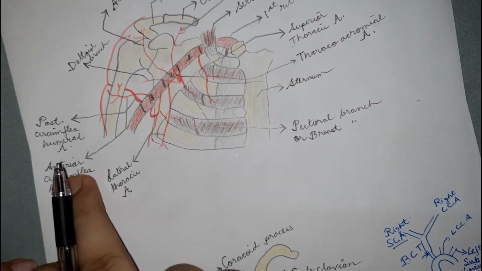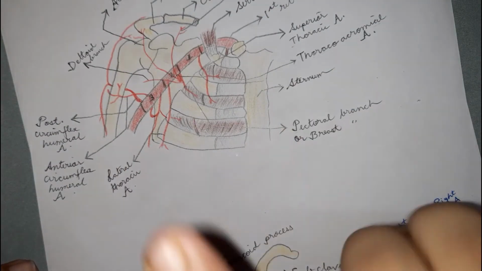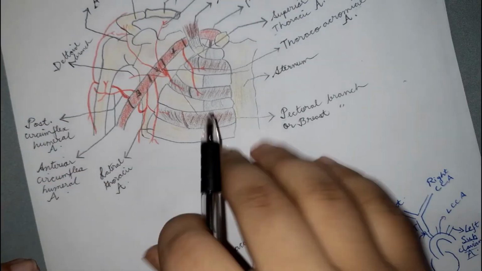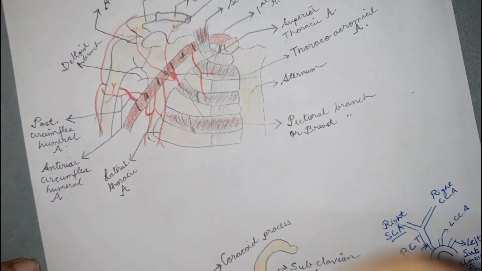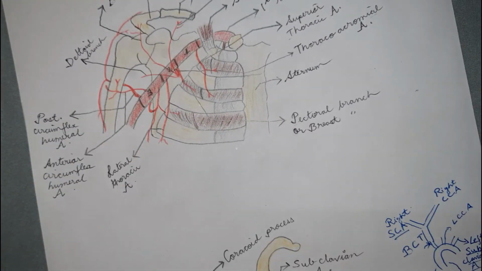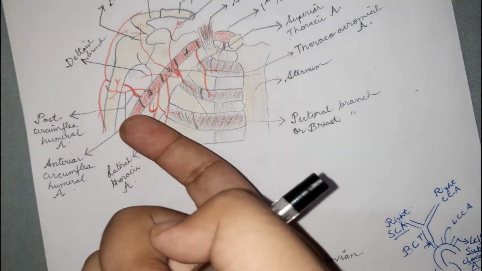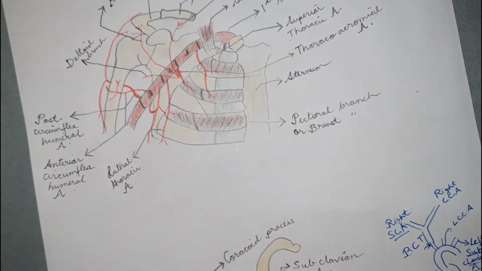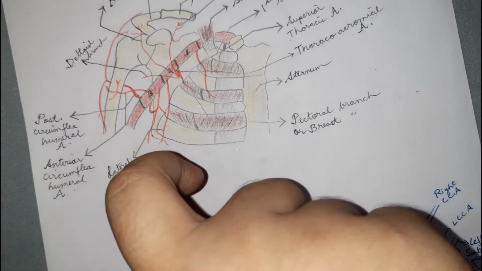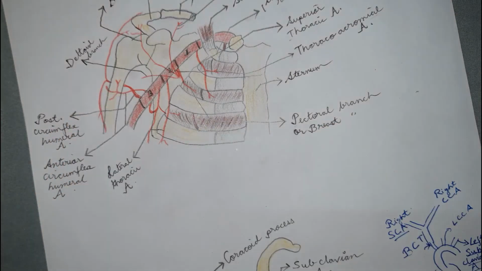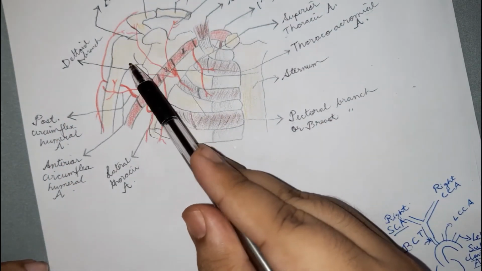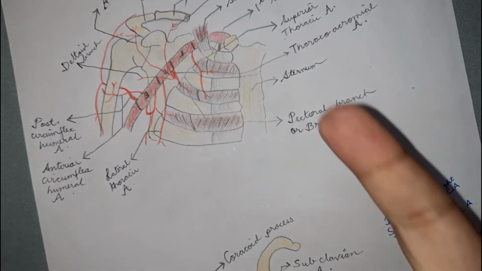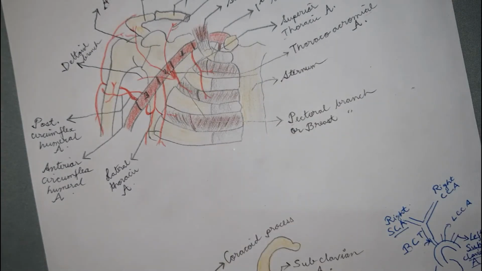That's why the name is circumflex. Circumflex means winding around. So the posterior circumflex humeral artery will wind around, posteriorly, around the humerus, and again, as I had just mentioned, it will anastomose with the anterior circumflex humeral artery, forming what we say to be an anastomotic circle around the surgical neck of the humerus, which we also had talked about in the humerus anatomy. Okay?